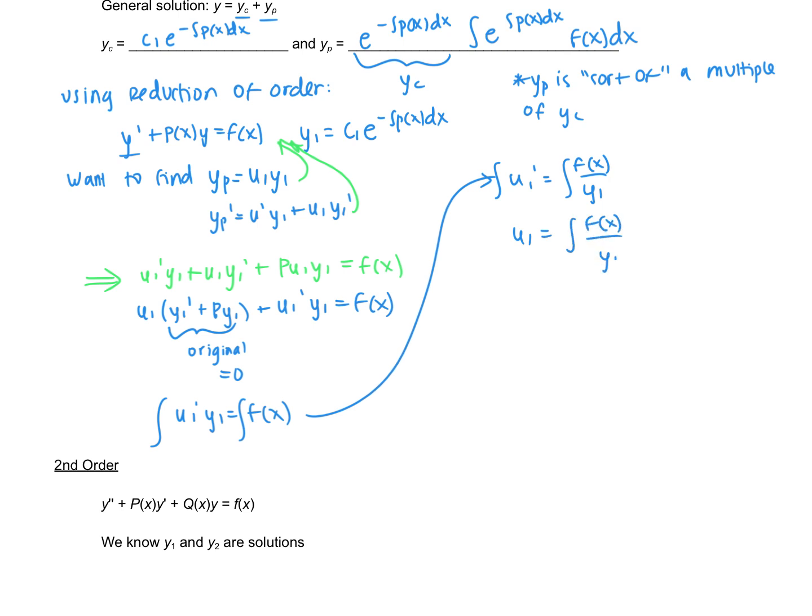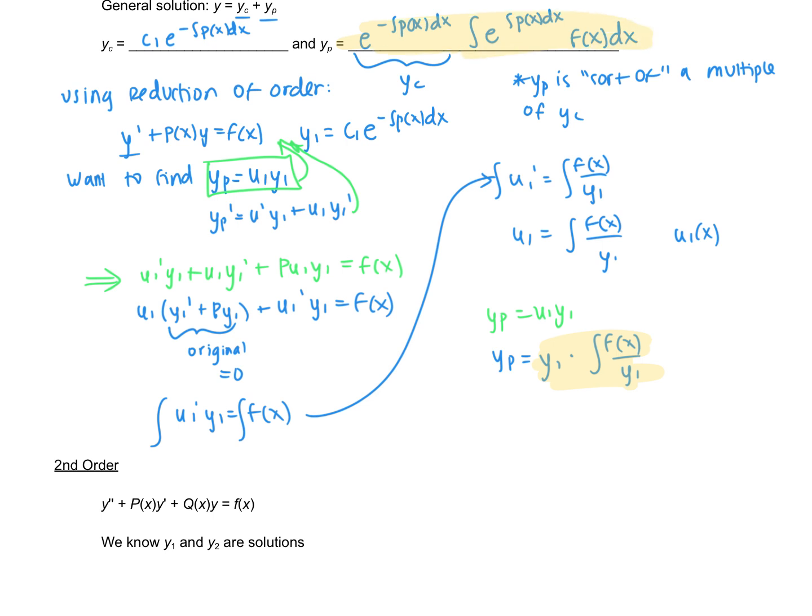Now, I want to remind us that u is a function of x. So this is really u1 of x. Just want to recall that. So now that we have that u, we can go back and find our y of p. So our y of p, if we recall, is u1 y1. So our y of p then ends up being y1 times the integral of f of x over y1. And you're going to notice, this is exactly the same as this y1 above. It's just written in a different form.